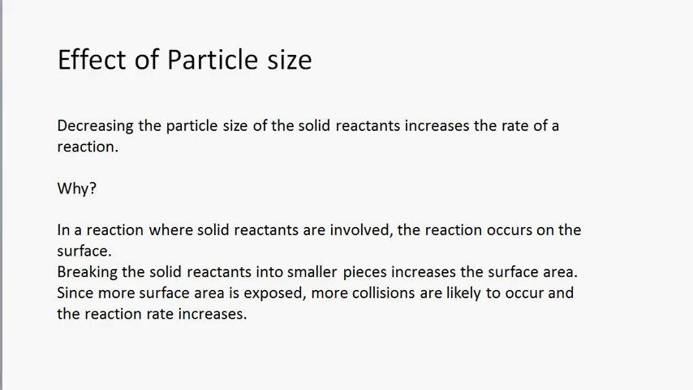When we decrease the particle size of the solid reactants, we increase the rate of a reaction. So what we are saying is that if we have, let's say, calcium carbonate, we have marble chips and we have marble powder. The reaction is going to be faster with marble powder than marble chips. Why? You need to know the explanation as to why.